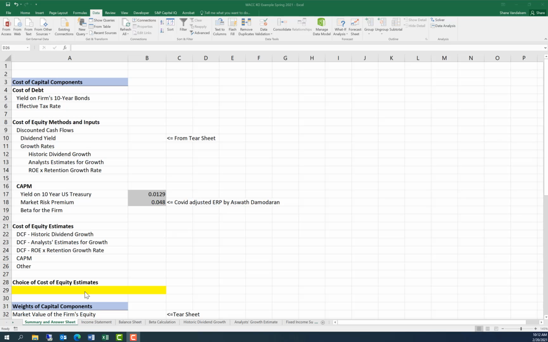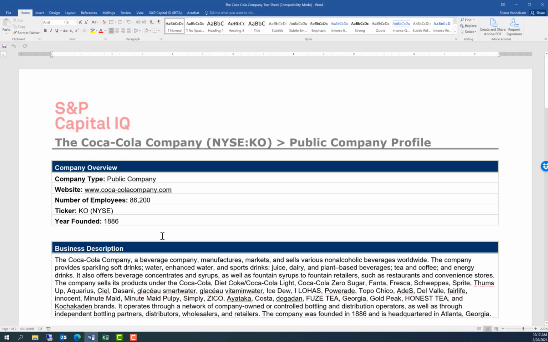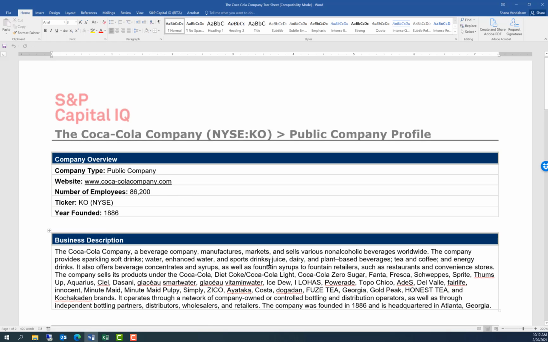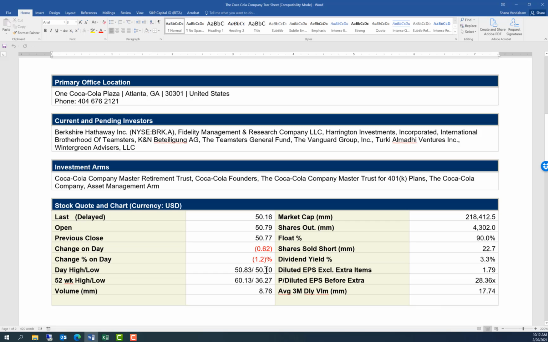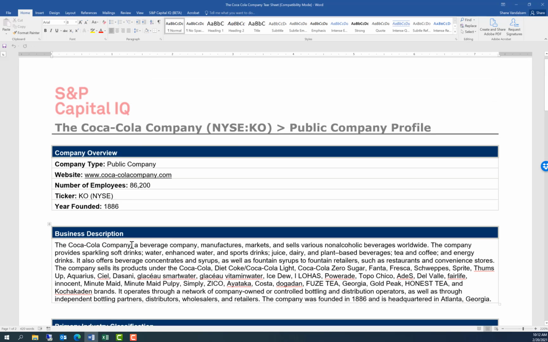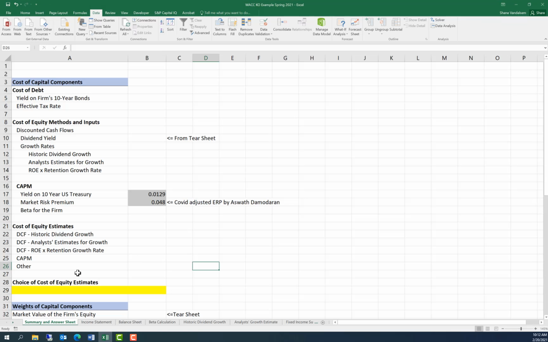One is a workbook that includes information from Capital IQ, and the second is a document which is kind of a tear sheet from S&P Capital IQ on Coca-Cola. I've edited this down a little bit for our purposes today. Okay, so I'm going to start over here with the workbook.